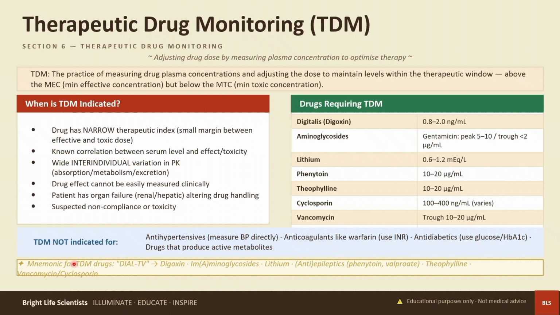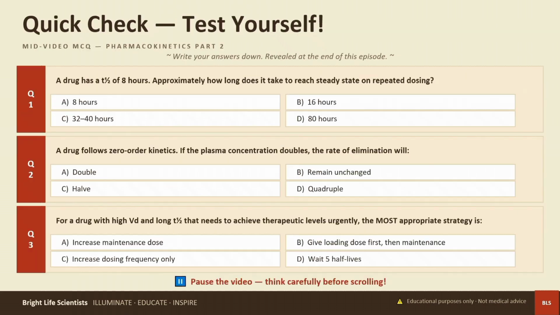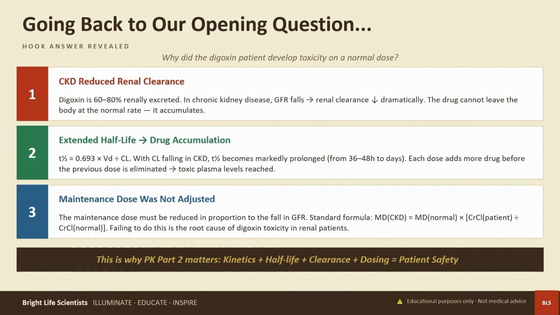Well, it's time to test yourself. Pause the video now, write down your answers, and come back when you're ready. Don't scroll ahead. Now, let's go back to the question we opened with. Why did the digoxin patient develop toxicity on a perfectly normal dose? Three reasons, all connected by what we have learned today.